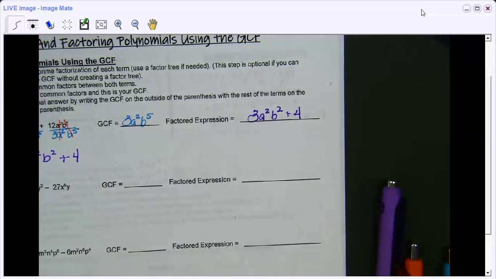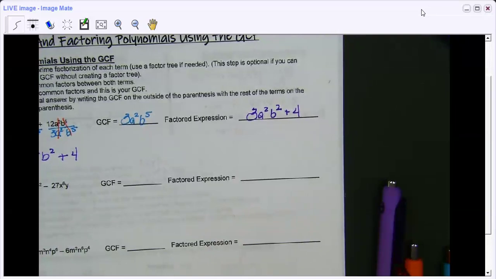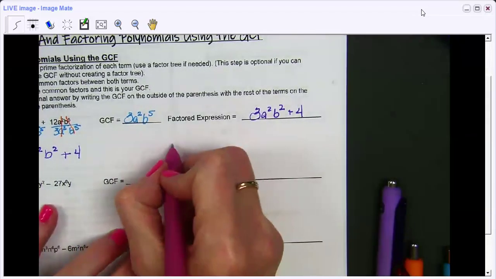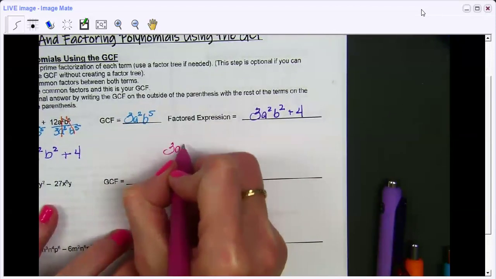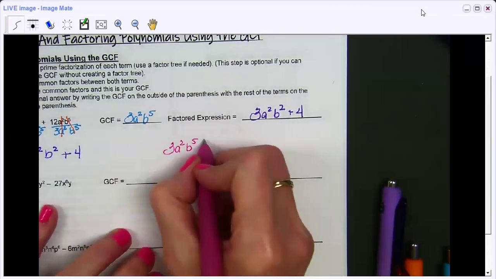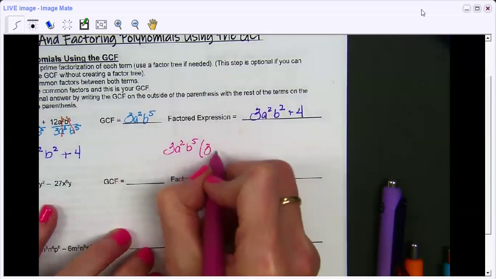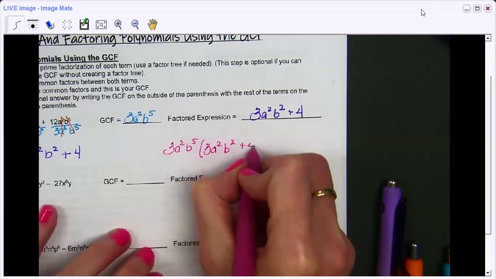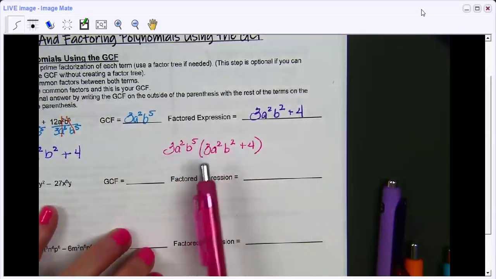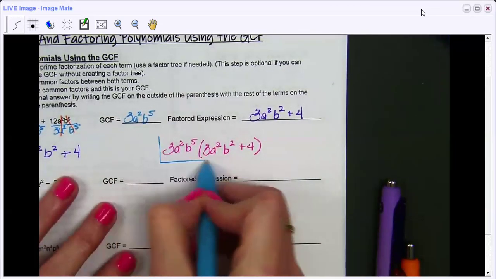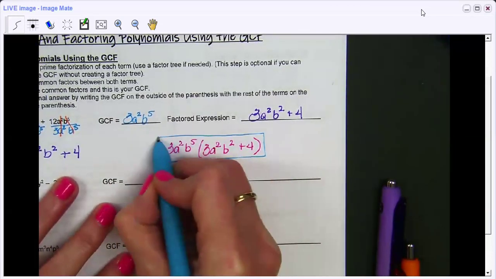Okay. Here is my final answer. 3a squared b to the 5th, and in parentheses, 3a squared b squared plus 4. This right here is my final answer.